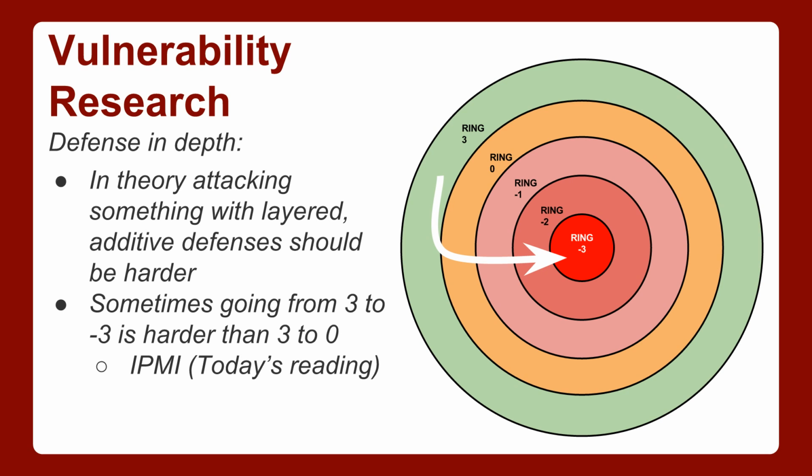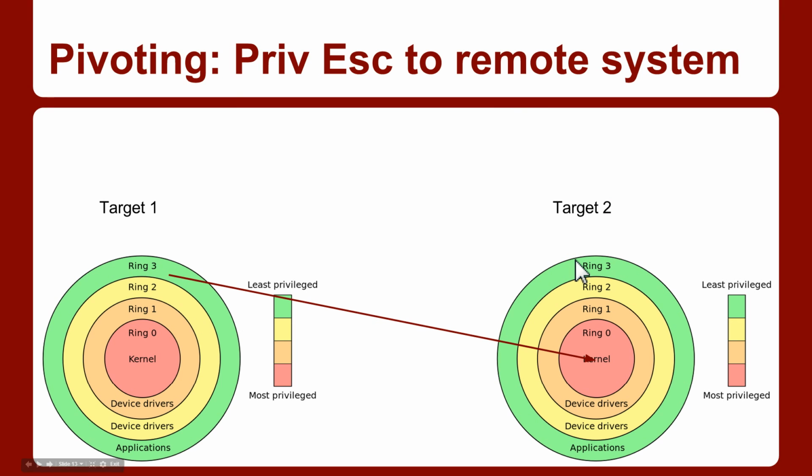However, sometimes you don't have to go from one step to the other, and like I said, the reading for the homework that will be released today shows some capabilities in jumping straight from ring 3 to the IPMI mode, which is ridiculously dangerous. So you need not privilege escalate on the same system.